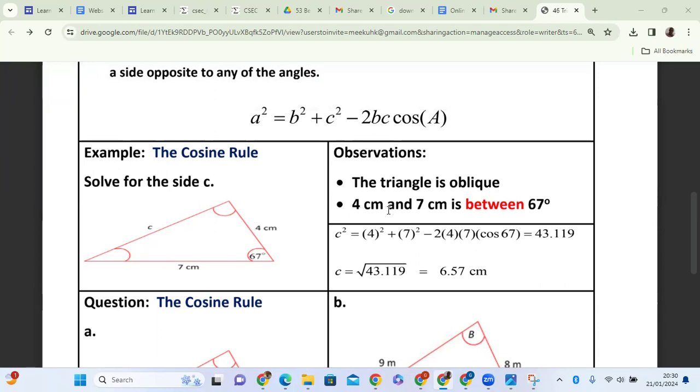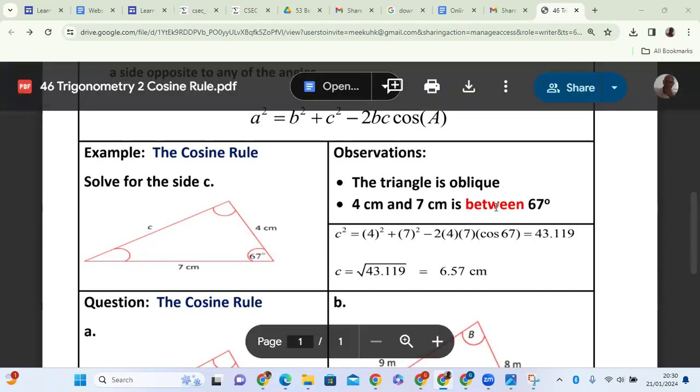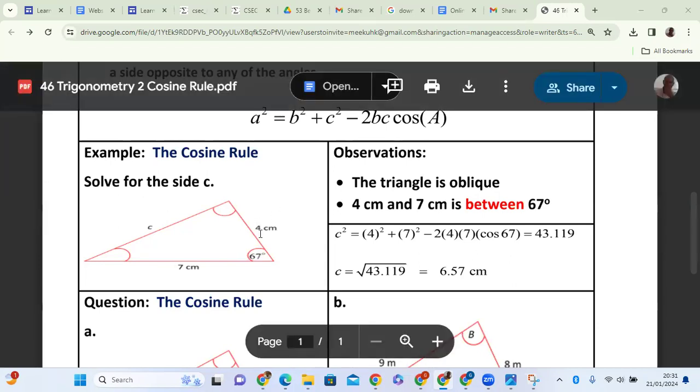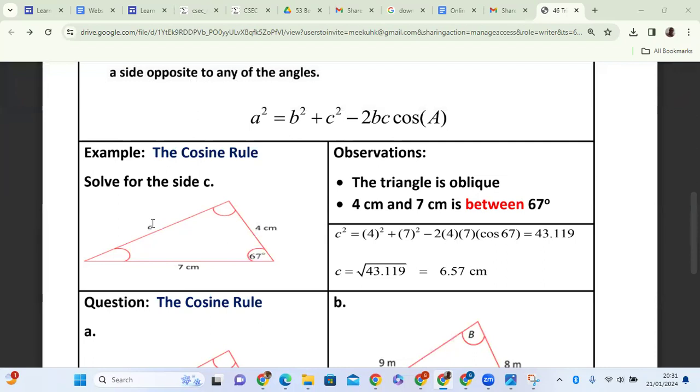Okay, so let's make another observation. As we can see, the angle 67 degrees that we will provide you with is between 4 and 7. So the mere fact that we mentioned the word between, this is an indication that we have to use the cosine rule. There's the word opposite, you know. Side c is opposite to 67 degrees. But between is the key word here that we have to use the cosine rule.